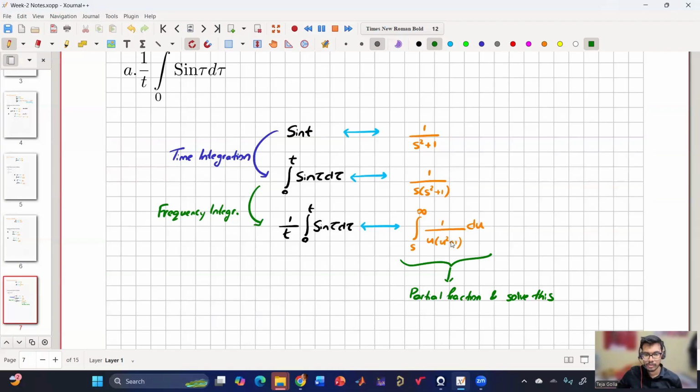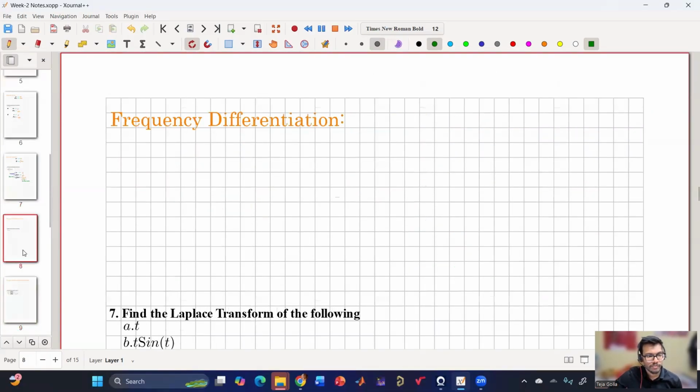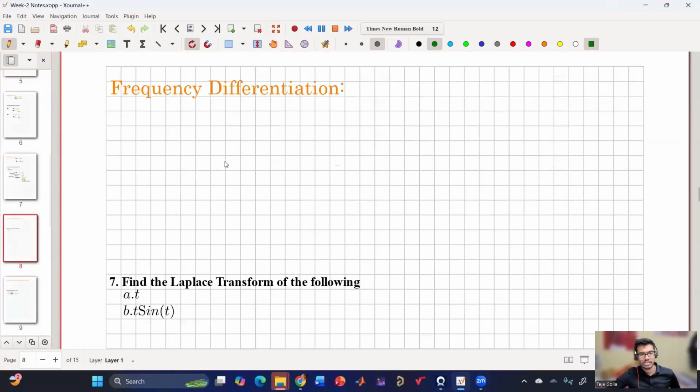Yes, sir. Okay. So we'll go to our next property. I think this is the final property, which is frequency differentiation. So we have time differentiation, right? So if it is dx by dt, we have s into x of s minus x of 0. Similarly, if we have x of t, the Laplace transform is x of s. So now what if I have differentiation on the x side?